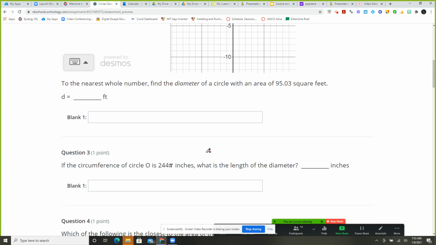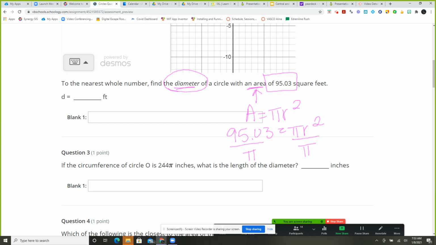Number 2, to the nearest whole number, find the diameter of a circle with the area of 95.03. So this one is a couple of steps. We don't have a formula for area and diameter, but I know if I have area, I have to use area equals pi r squared. So you fill in everything you know. 95.03 equals pi r squared. Divide by pi and divide by pi.